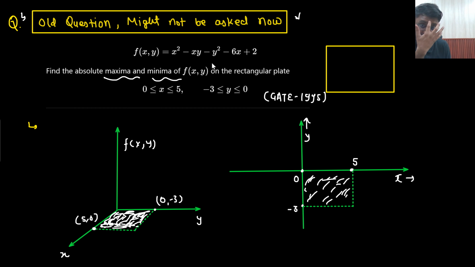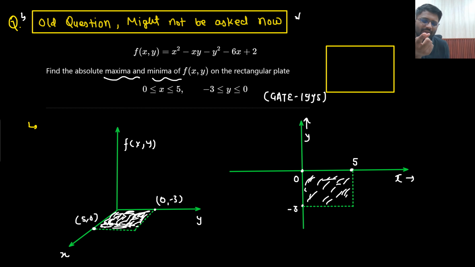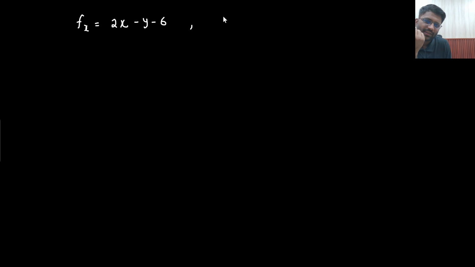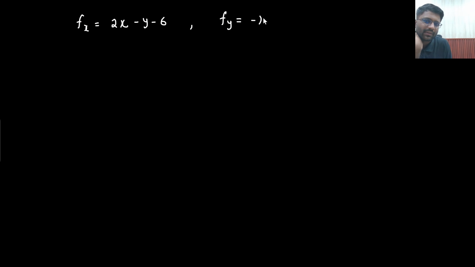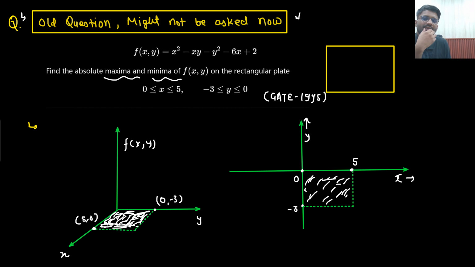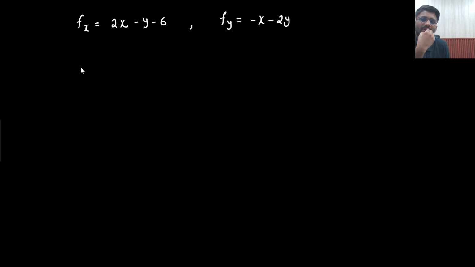So let's get started. First of all I will find out fx. What will be my fx? 2x minus y minus 6. The y square term will be 0, as x is constant, minus 6. So fx is 2x minus y minus 6. What will be my fy? Fy will be minus x minus 2y. Understandable? Minus x differentiated with respect to y. Both I will equate to 0. That means 2x minus y minus 6 equals 0. So from here I am getting 2x equals y plus 6.